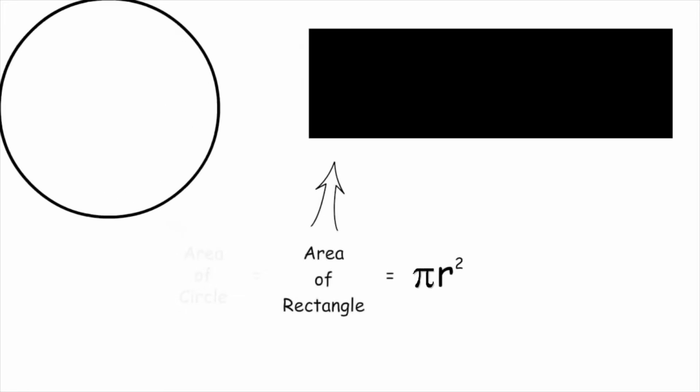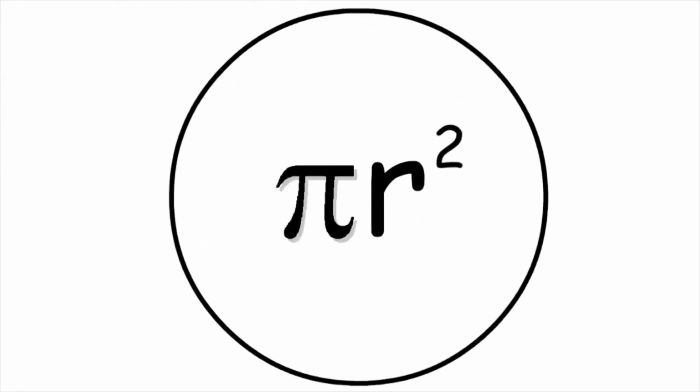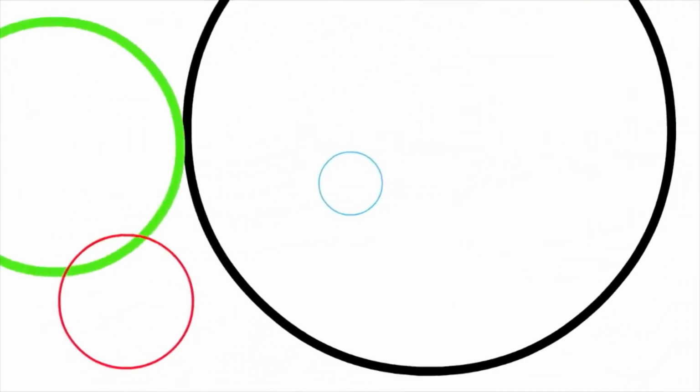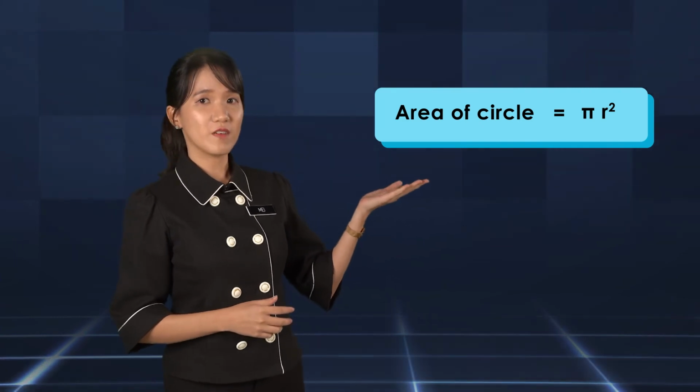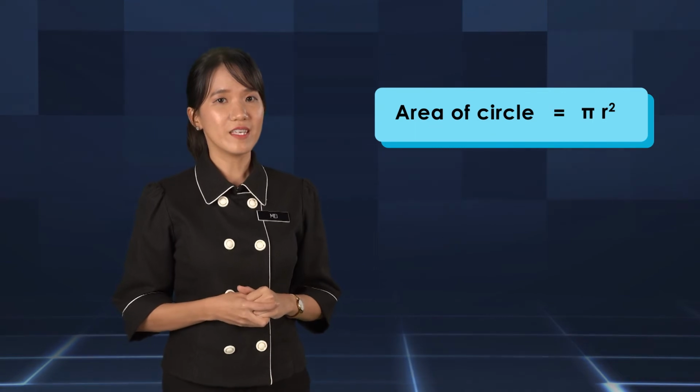So now base times height becomes pi r times r. Combine the r's together and we have pi r squared, which is equal to the area of the rectangle, which is equal to the area of the circle. So pi r squared can be used to calculate the area of any size circle that exists. Well, from the short clip, we learned that the formula for the area of a circle is pi r squared, where r is the radius.